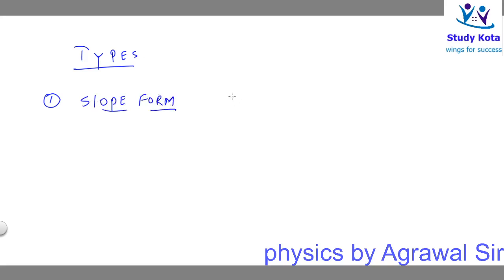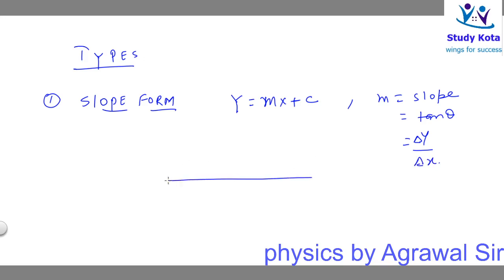Slope form. If an equation is written in the form y equal to mx plus c, this also represents a straight line, where m is the slope. You can also say m is tan theta. You can also say it is del y, change in y upon change in x.